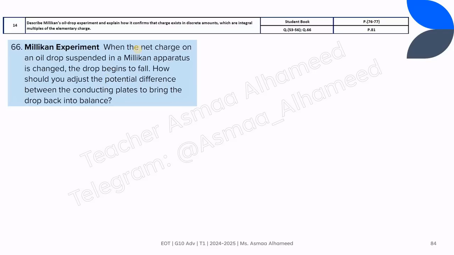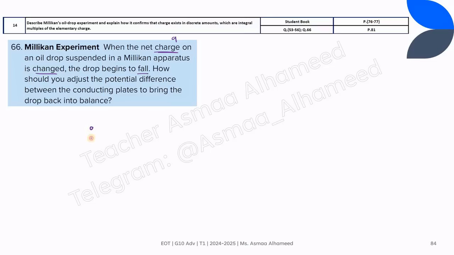Here we have a question. When the net charge on an oil drop suspended in a Millikan apparatus is changed, so here we have the charge is changed, the drop begins to fall. How should you adjust the potential difference between the conducting plates to bring the drop back into balance?